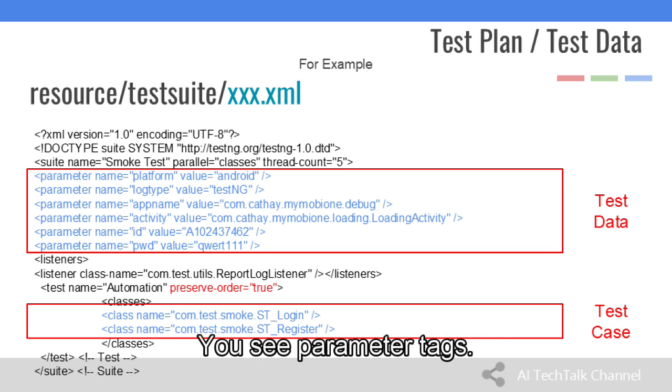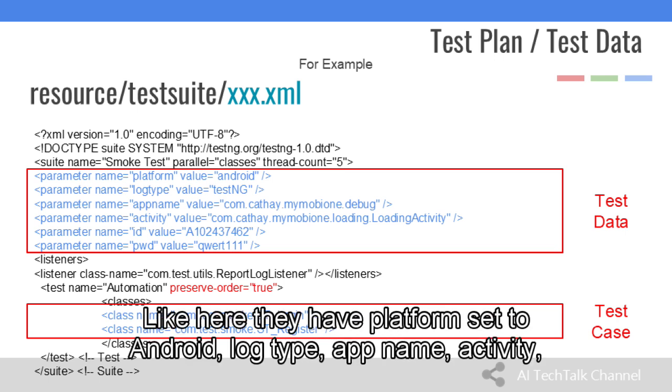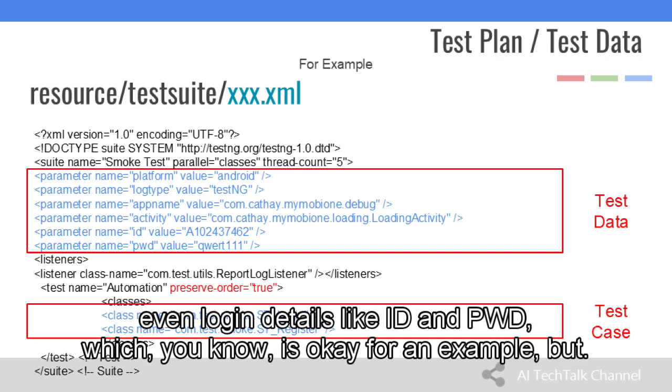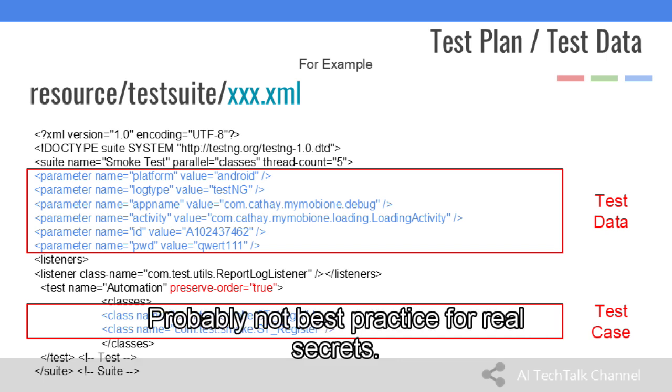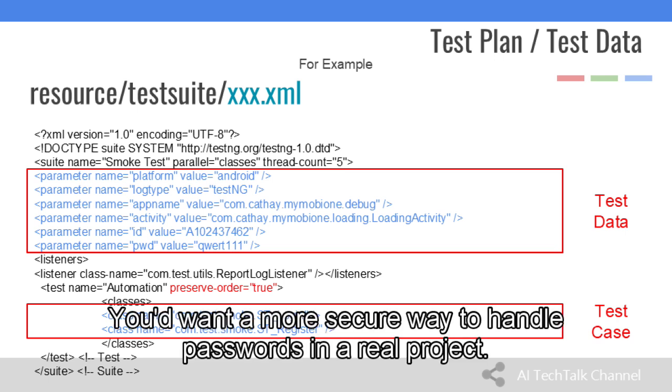You see parameter tags. These let you pass in values. Like here they have platform set to Android, log type, app name, activity, even login details like id and pwd, which is okay for an example, but probably not best practice for real secrets. Right, yeah, good point. You'd want a more secure way to handle passwords in a real project.